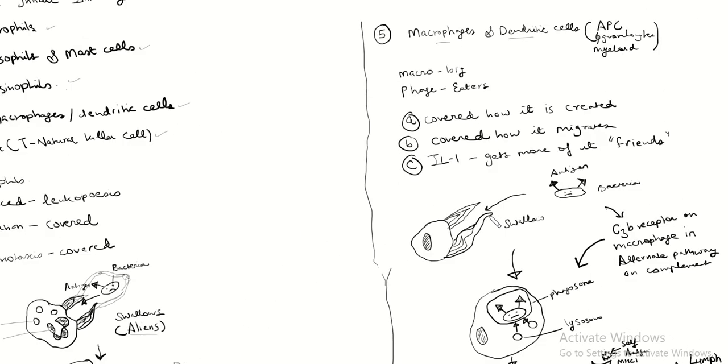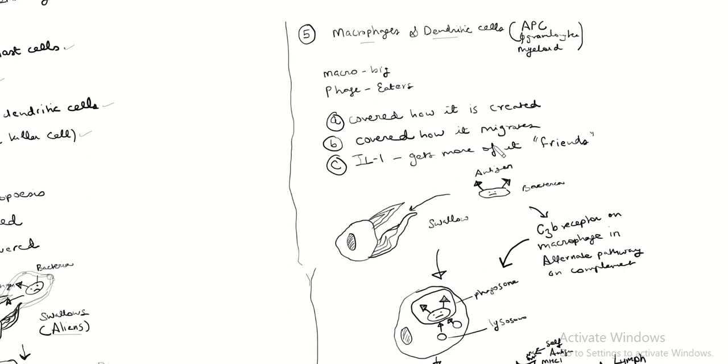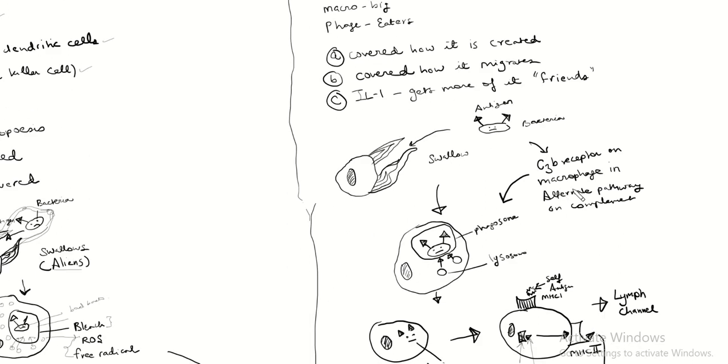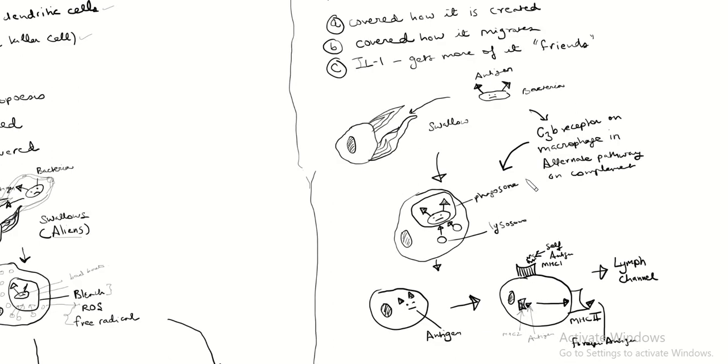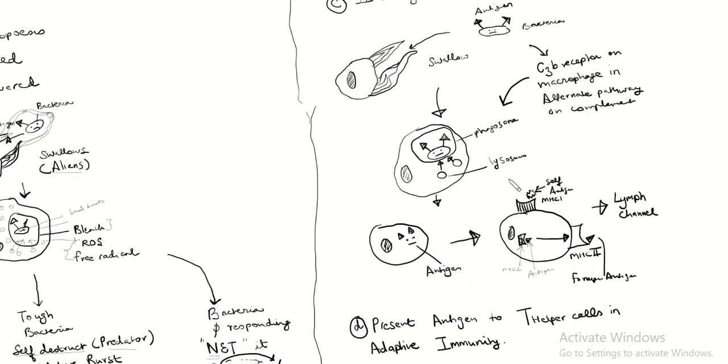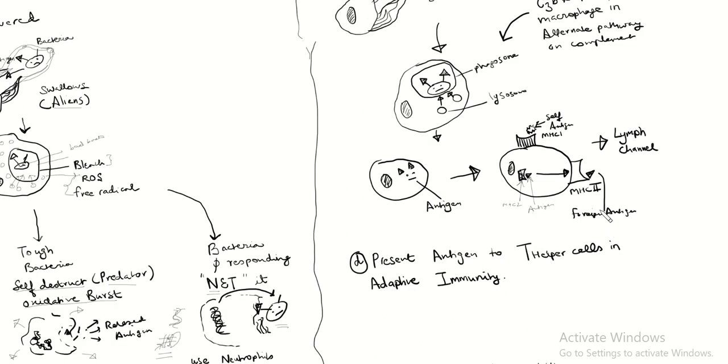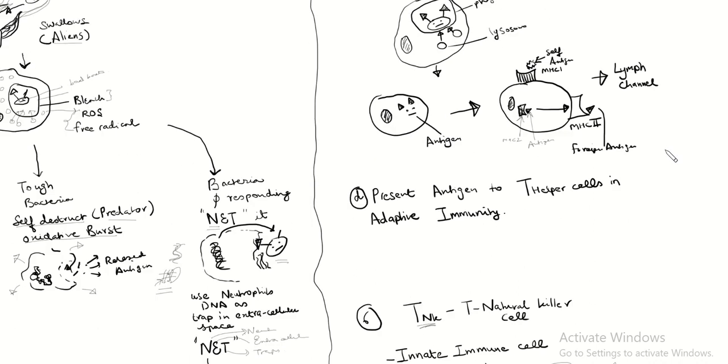Then we talked a little bit more about the macrophages and how they swallow the bad guy through two pathways: CB receptors using the complement, we've covered that, or swallowing it. Then it takes the antigen but doesn't release the antigen like the neutrophil. It actually presents it on the MHC2 molecule on its surface, and then goes into the lymph channel, and presents the antigen to the T helper cells.